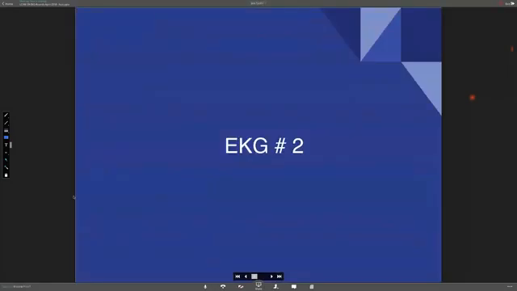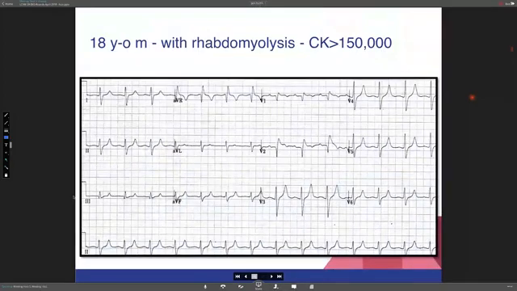Okay, so ECG number two. So this is a younger guy. We're getting younger and younger, right? This is an 18-year-old man who was brought to the emergency room with rhabdomyolysis. I hope I spelled it correctly. The patient has rhabdomyolysis and was found on the ground, and his CK was more than 150,000. So this was his EKG in the emergency department.